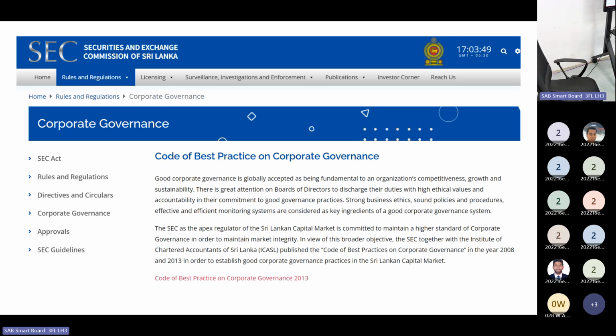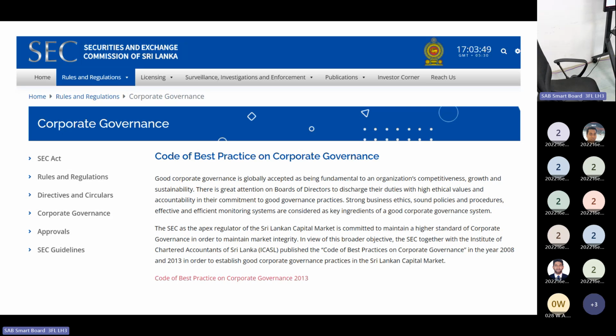Blah, blah, blah. Here it says the SEC, as the apex regulator of the Sri Lankan capital market, is committed to maintaining high standards of corporate governance in order to maintain market integrity. In view of this broader objective, the SEC, together with the Institute of Chartered Accountants of Sri Lanka, published the Code of Best Practice on Corporate Governance in 2008, and this was reviewed in 2013 in order to establish good corporate governance practices in the Sri Lankan capital market. But now this has also been revised in 2017.